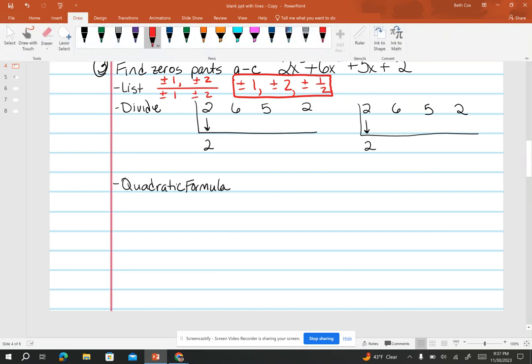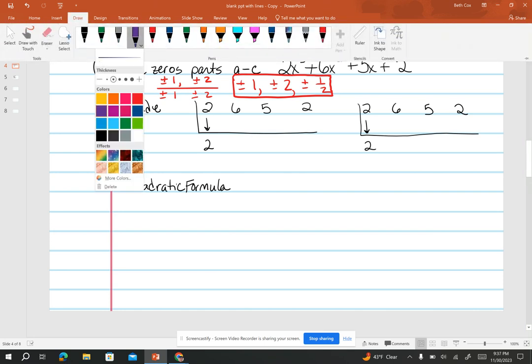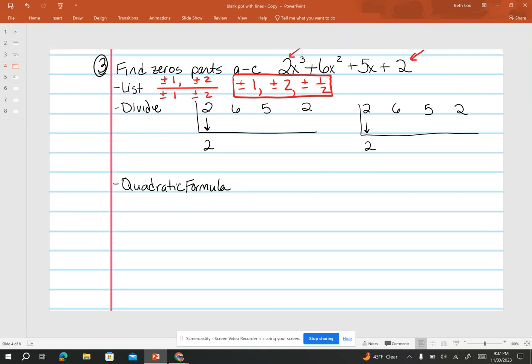Alright, step 2 is a divide step. And so I'm going to pick one of these and start dividing. Okay, I'm going to pick a negative 1. I could be wrong, but I'm just going to pick a negative 1 to go first. And I could do positive 1, but I don't think it's going to work.